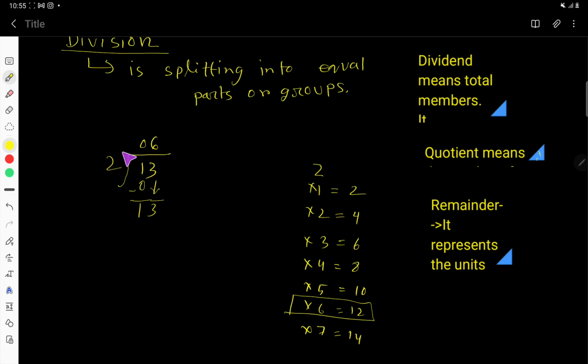So 6 times 2, 12. If you subtract, then you are getting 1. So here 1 is the remainder and 6 is the quotient and 2 is the divisor. So our result is 6 remainder 1, right? This is our result. You can also delete this 0.